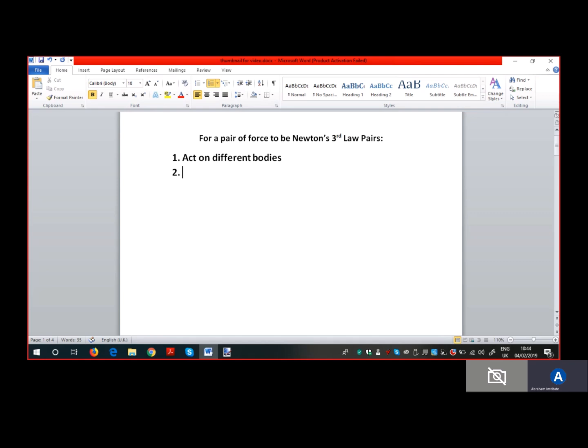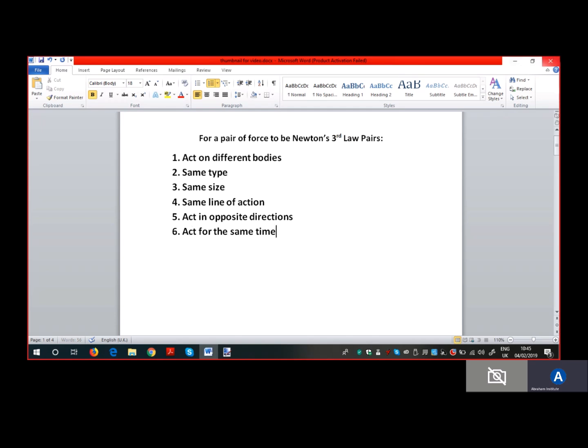Okay, then also they should be the same type, same size, same line of action, and direction. So the two forces should act in opposite directions. And the last one is act for the same time. So they should be the same time.